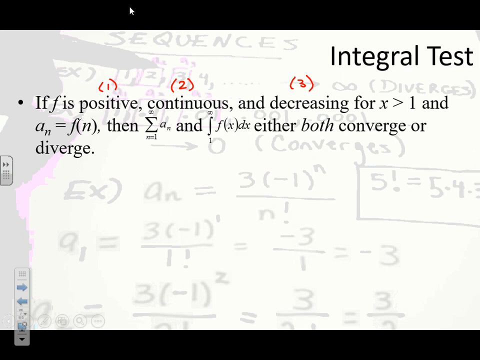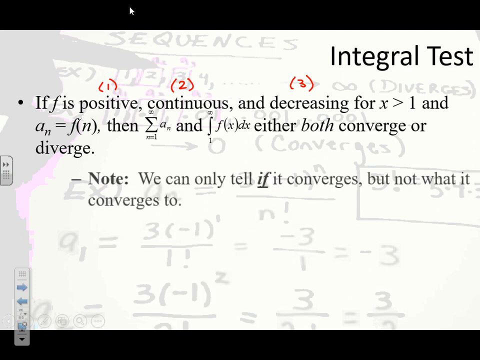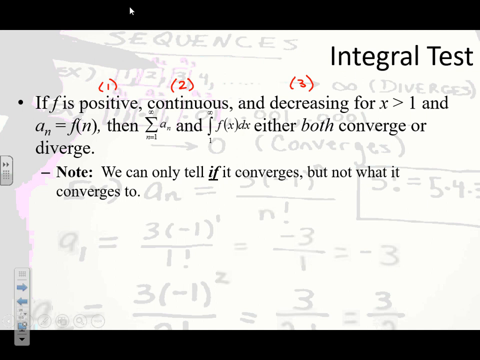Okay? Now, with this test, something to note. When we evaluate the integral, when it converges, we're going to get an actual value. However, that value for the integral is not necessarily the sum for the series. So when we say that our series will converge, it's not one that we can say what it converges to. It just knows that it does converge to something. And then if it diverges, we don't even have to worry about it because we know it's not going to go to a certain value.